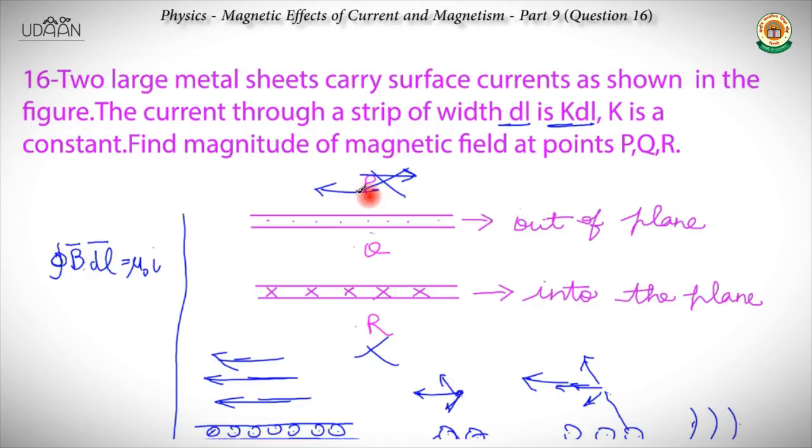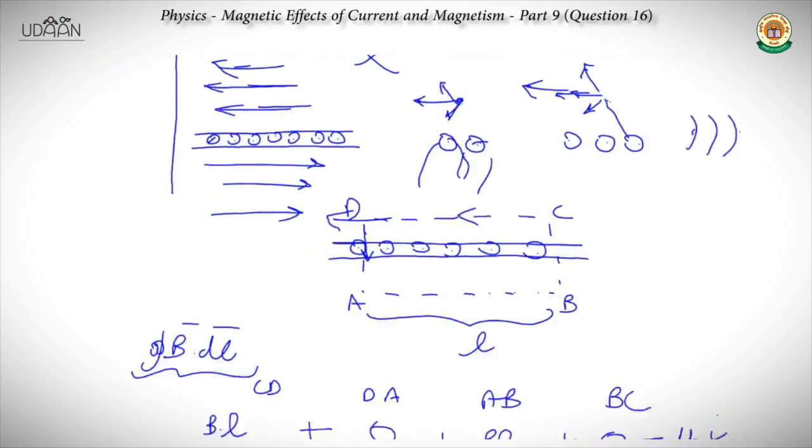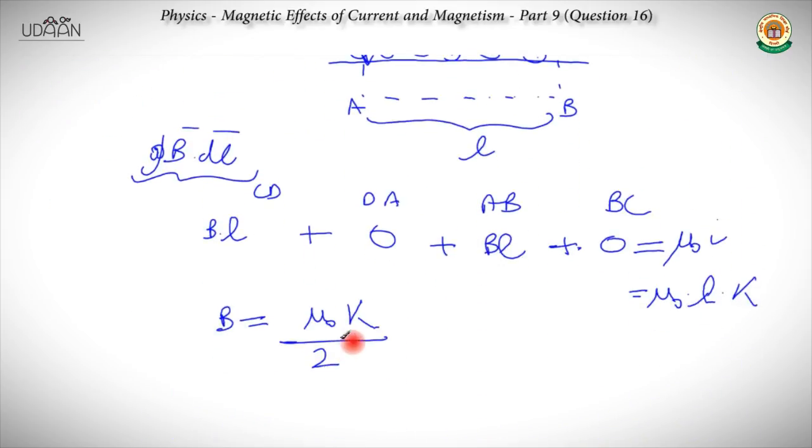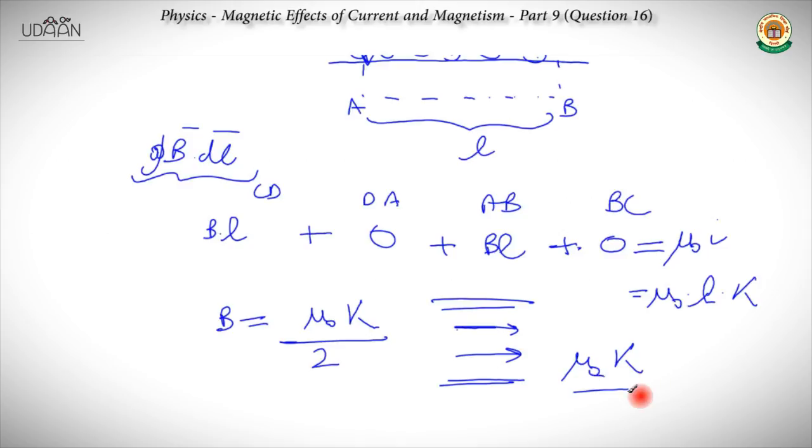While inside the case is different. Inside both are in the same direction because of this and this. So basically they add up to give us mu naught K. So this is basically mu naught K by 2 because of this, here, and then because of this it's mu naught K by 2 here. So this basically adds up to give us mu naught K as the net field.